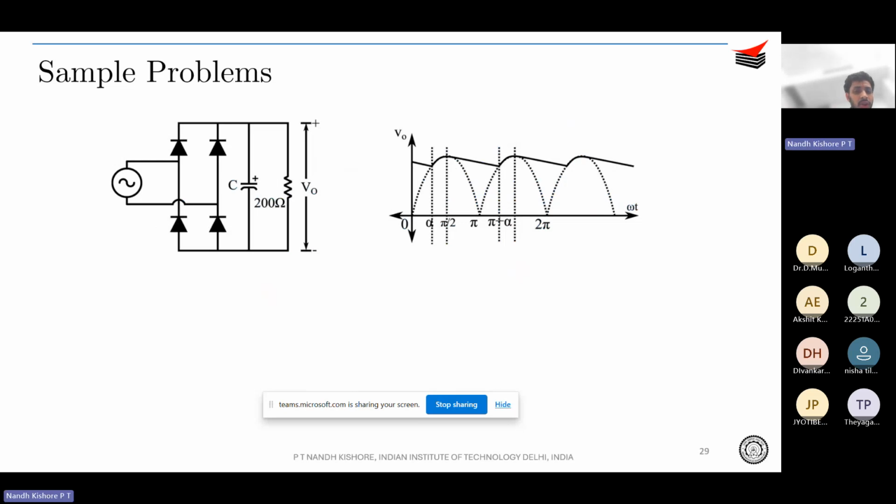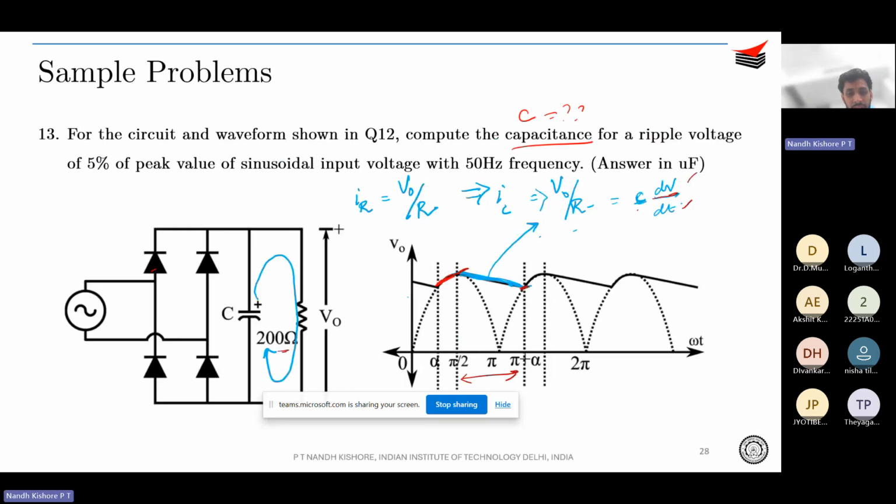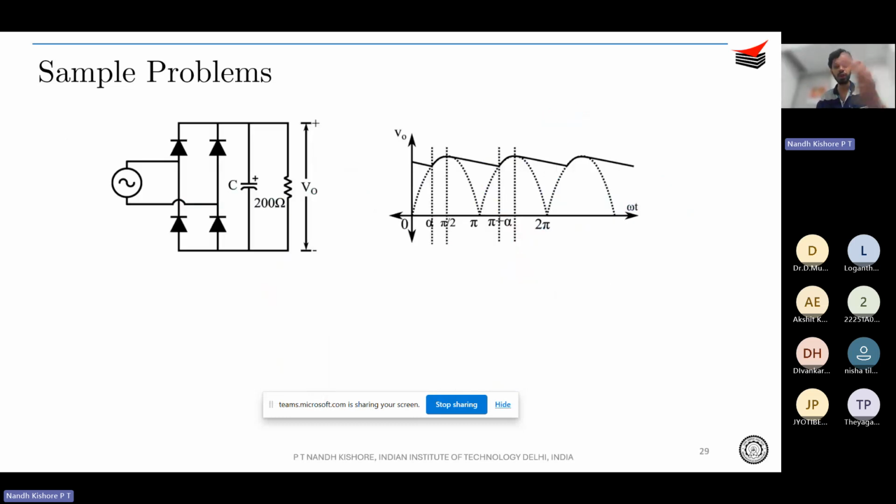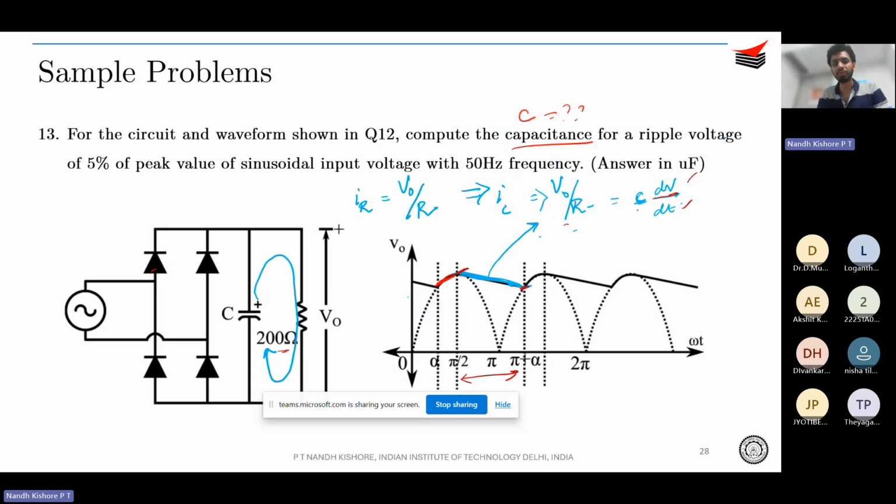During the discharging period, the capacitor will discharge only through the load resistor. So the load current is equal to the capacitor current, which is V naught by R. You also know that the fundamental relation between capacitor voltage and current is C dV by dt. The voltage falls from Vm to 0.95 Vm, 5% ripple, so you know dV.